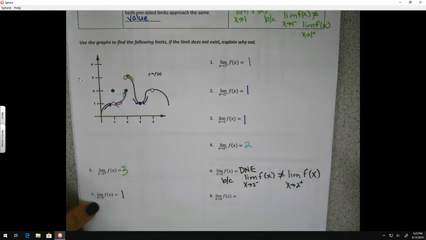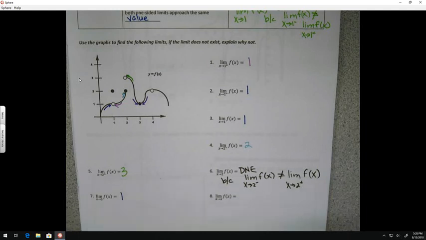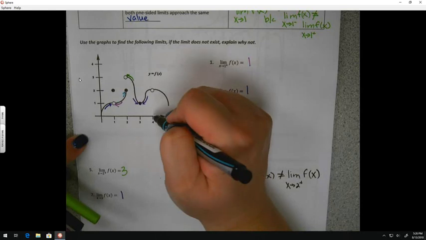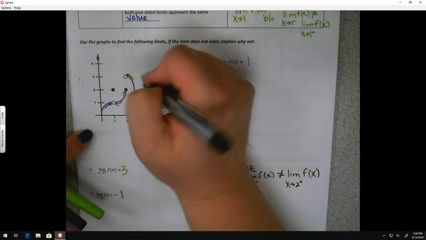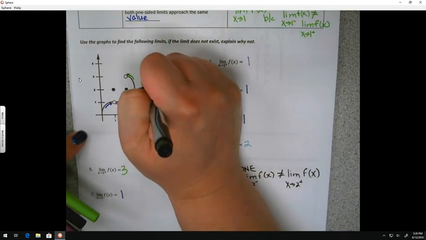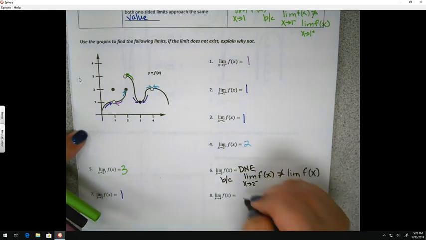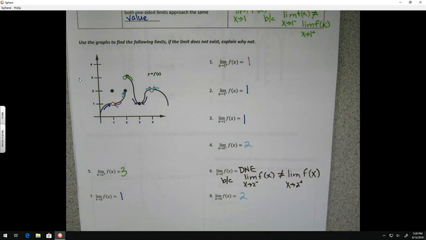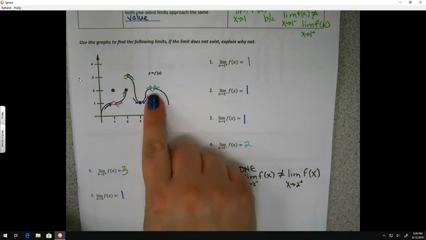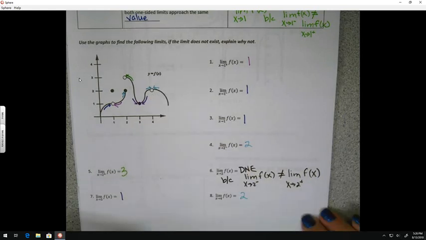All right. And then the limit as x approaches 4. So again, we need to look at the left and the right sides together. So here's x is 4. So from the left, it's approaching 2. And from the right, it's approaching 2. So the overall limit is actually 2. It's okay that there's an open circle there. I'm just looking at what the values are getting really close to from the left and the right. Okay. Moving on.